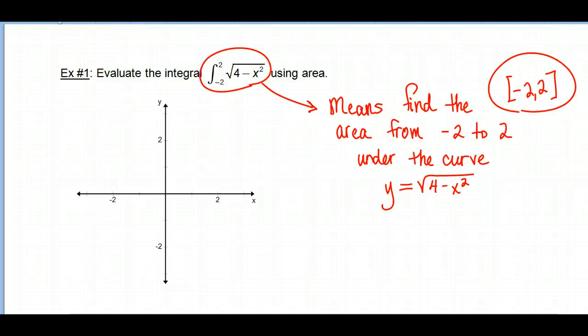Does anyone remember what the square root of 4 minus x squared looks like? It's a semicircle. You can put it on your calculator, but I'll just show you. It looks like a semicircle.